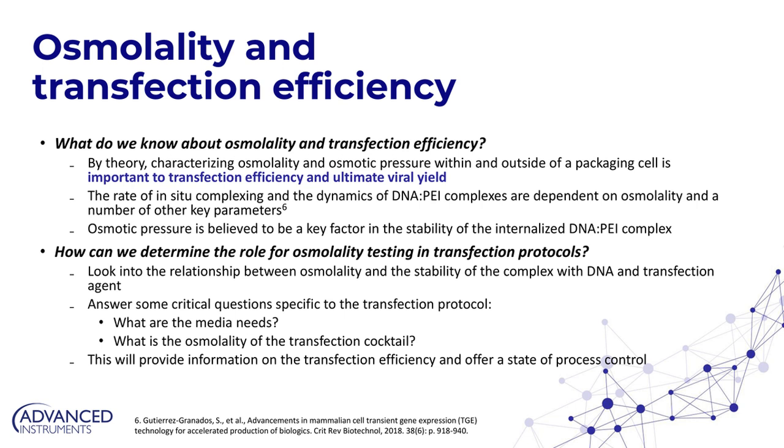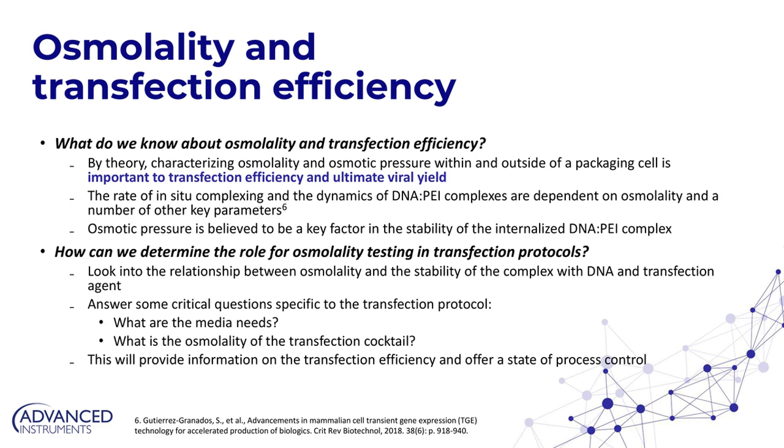What do we know so far about osmolality and transfection efficiency? If we look at osmolality in theory, and at osmosis in cells, characterizing osmolality and osmotic pressure within and outside of a packaging cell could be really crucial to the efficiency of the transfection, as well as ultimately the viral yield from this process.